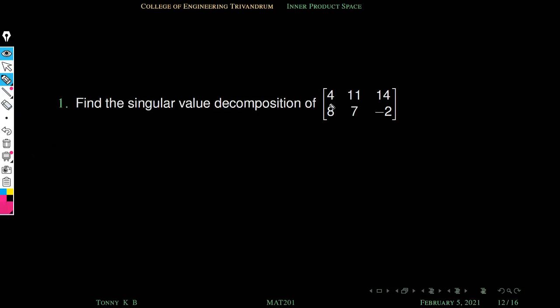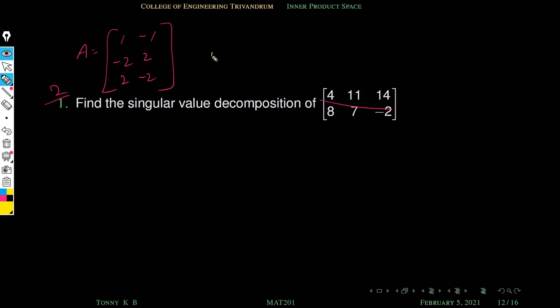Suppose you consider another problem. Not this one. Consider another problem, the second one. Find the singular value decomposition of A equal to [1, -1; -2, 2; 2, -2]. Suppose this is the problem.